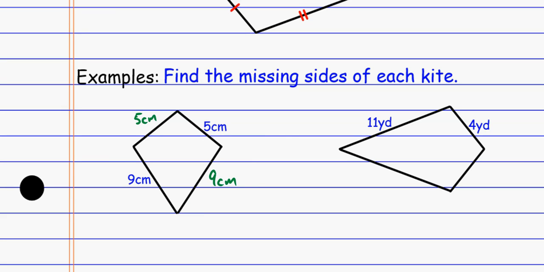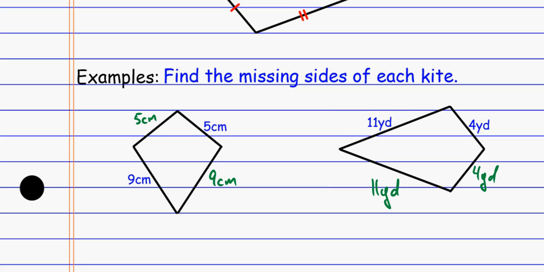Okay, that's what it means, all right? It's not opposite sides anymore, it's consecutive sides. But again, there's two distinct pairs of consecutive sides. There's one pair of congruent consecutive sides, and then separately, there's another pair of congruent consecutive sides. If I look at the next one, same kind of thing. These two sides have to be congruent. So this is 4 yards. And then these other two sides have to be congruent as well, so 11 yards.